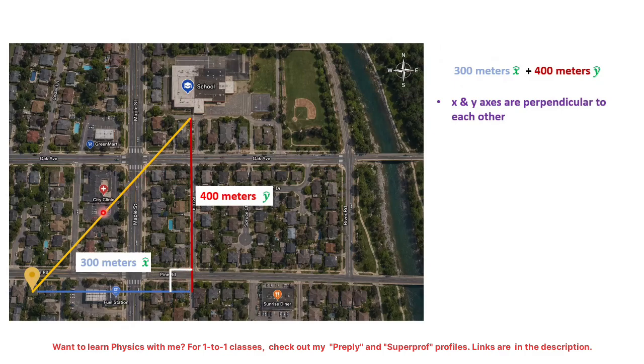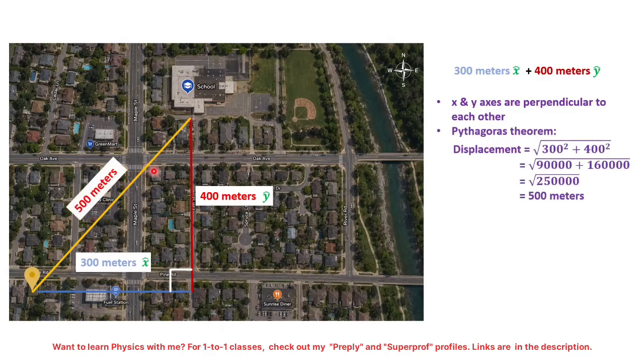So now what is the distance? To find that we should use the Pythagoras theorem. Now how did the Pythagoras theorem suddenly come into play? This is the x-axis, this is the y-axis, so they are perpendicular to each other. So this triangle is basically a right angle triangle. This is 90 degrees. That means we can use the Pythagoras theorem on this triangle to find the distance. This distance is 500 meters. How? The displacement will be the square root of 300 squared plus 400 squared. So that will give 500 meters.